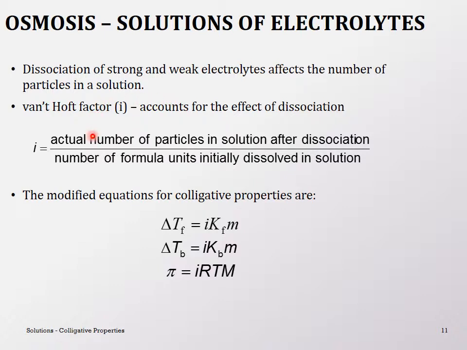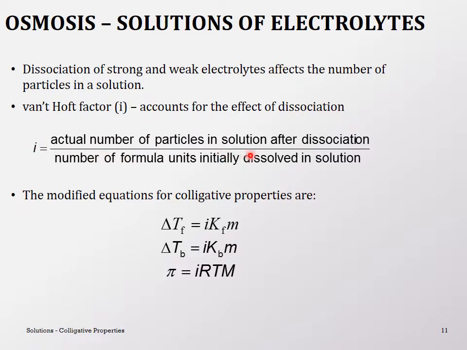Okay, and so you can find out how much the number of particles will affect the osmosis by using the van 't Hoff factor, which is i, and it accounts for the effect of dissociation. So i is the actual number of particles in solution after dissociation, divided by the number of formula units initially dissolved in the solution. So for example, if you have NaCl, the formula unit is 1. The actual number of particles will be 2 because NaCl dissociates completely. So 2 over 1, which means that i is going to be 2.